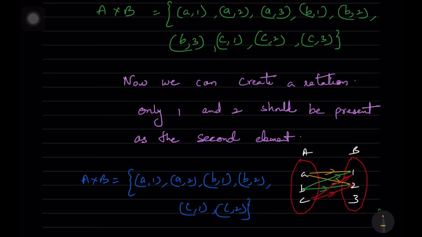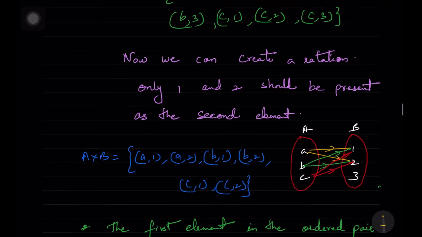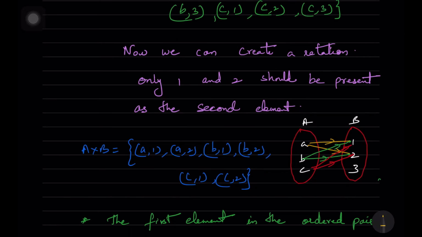We don't want 3 to be used, even though 3 is there in set B. We want only 1 and 2 as the second element. So this is the relationship which we are going to put between A and B. So this is nothing but a subset of set B, isn't it?